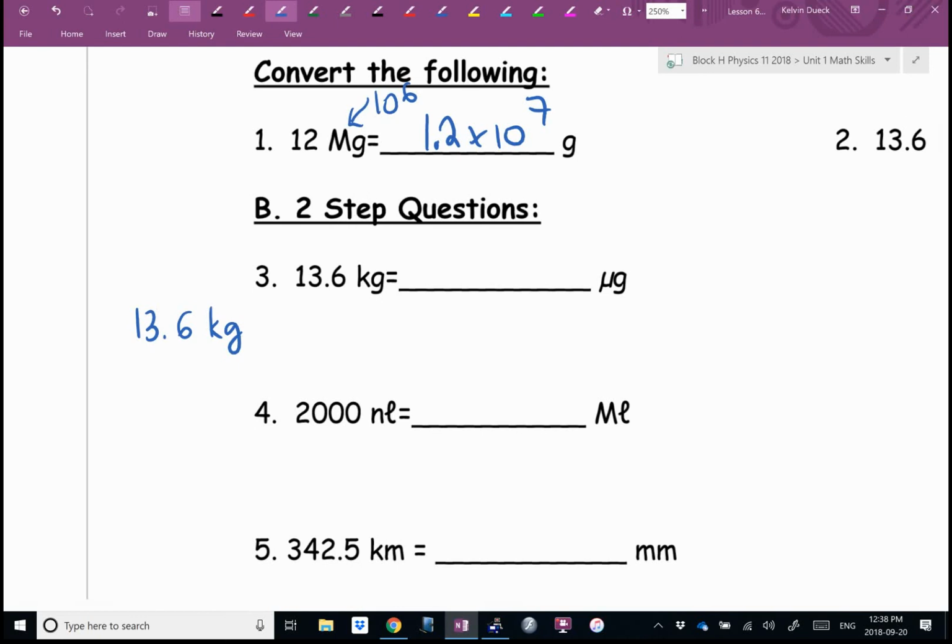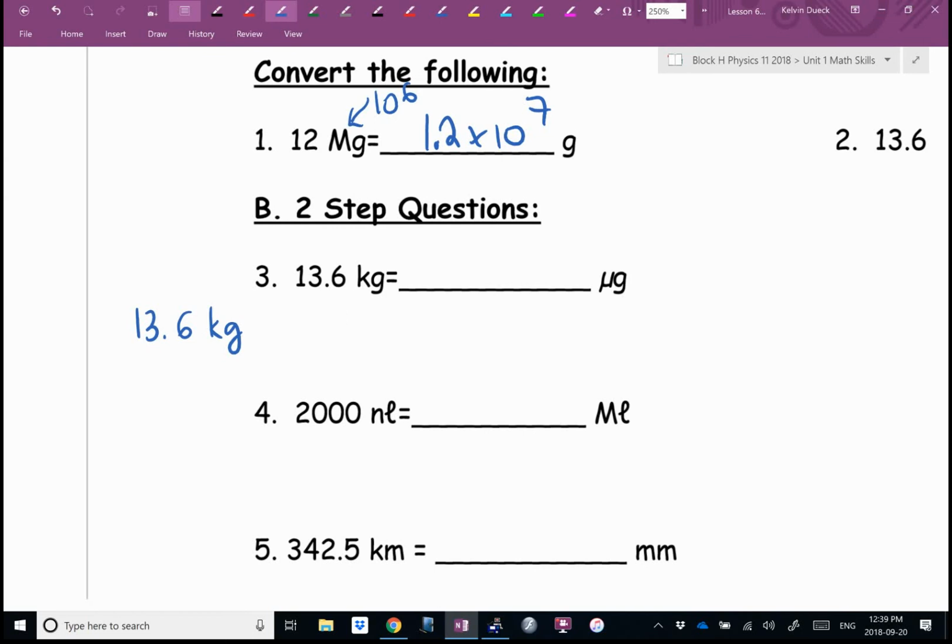Now, here's my strategy. Abby, I'm going to get rid of kilo. That's one step. And then I'm going to bring in, what is that funky symbol right there? What do we call that one? Yeah, what's it pronounced? It's not called mu grams. Micro. Okay? I'm going to get rid of kilo, one step. Bring in micro, second step.